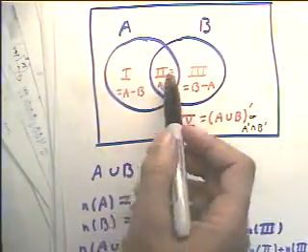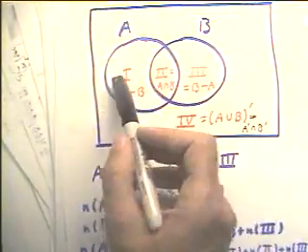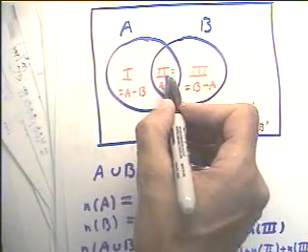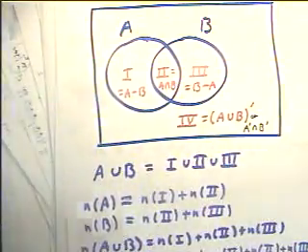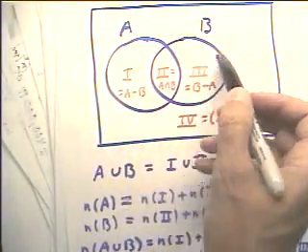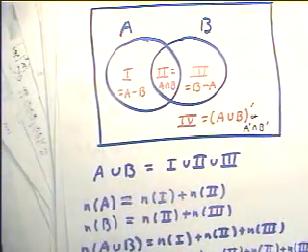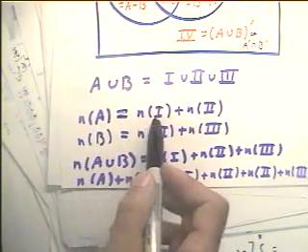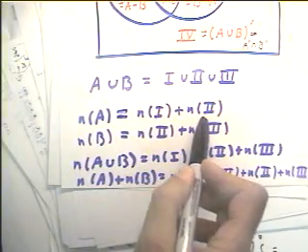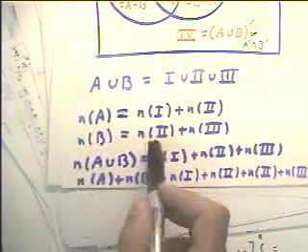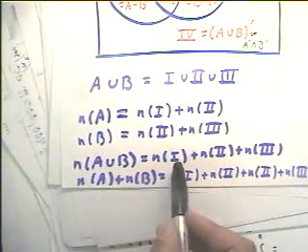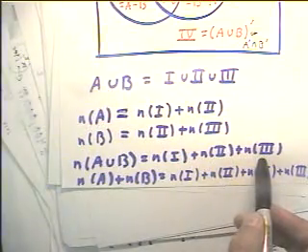What's the number of elements in A union B, the union of these two sets, if we lump all this together? Well, it's the number of elements in region 1 plus the number in region 2 plus the number in region 3. We add the numbers in the three regions to get the total number in the union in this case. So let's just see how that comes out if we write it. The number of elements in the set A is the number in region 1 plus the number in region 2. The number in B is the number in 2 plus the number in 3. What's the number in A union B? Well, we add the number in 1 to the number in 2 to the number in 3.